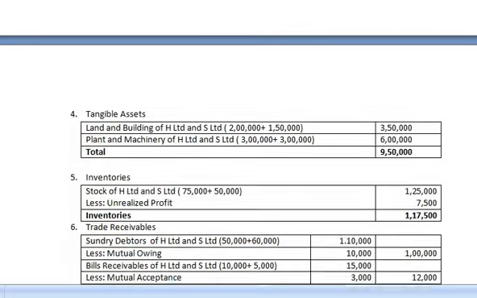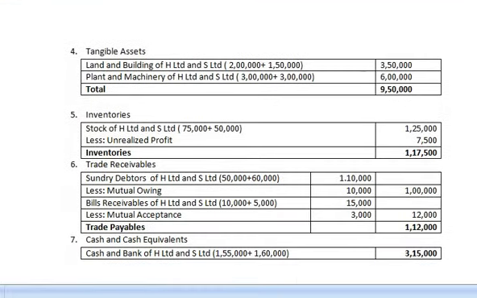Then after which we'll have the tangible assets. In the case of tangible assets, if you look at the balance sheet, we'll have land and building of H Limited and S Limited, which have to be consolidated. We'll get 3,50,000. Then plant and machinery of H Limited and S Limited will have rupees 6 lakhs. So the total tangible assets will be 9,50,000. Then the next one is inventory. We have taken the stock of H Limited and S Limited, which will come to rupees 1,25,000. Then the unrealized profit has to be deducted from the stock. So the unrealized profit is 7,500 from working note number 4. So inventories will be 1,70,500.